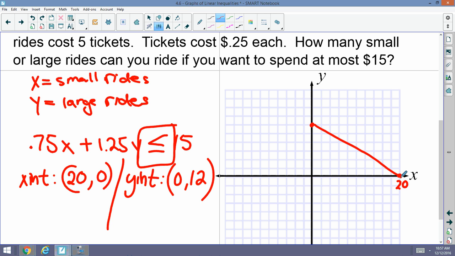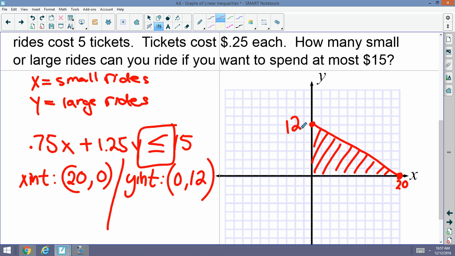Why do I stop there and not move on into the other quadrants? It's not because I don't have to. It's because I can't, guys. Can I have negative 20 rides? Can I have negative money? So I cannot go into the negative quadrants. Now, am I going to shade above or below? So guys, guess what? You're done. Mr. Moro, what do you mean I'm done?